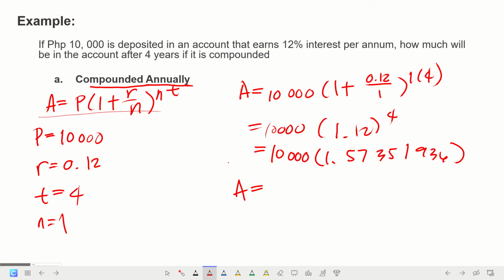So, write your final answer in sentence form. So, the amount after 4 years will be 15,735 pesos and 19 centavos. So, this is the future value of your deposited amount. So, after 4 years, 10,000 pesos will grow to 15,735.19 if the annual rate is 12%.